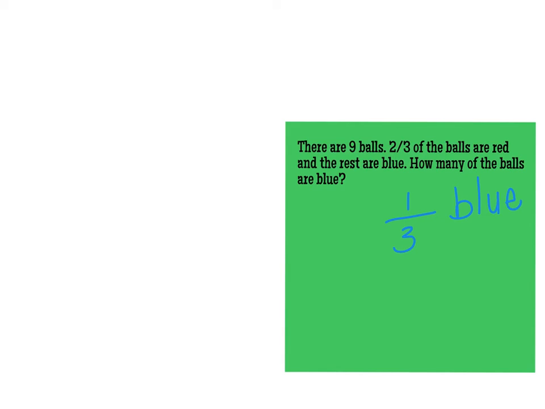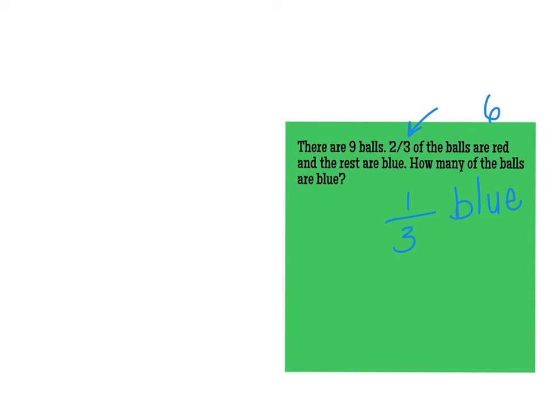I could also just go ahead and find out what 2/3 of the balls are, which we just did in our last problem, and we know that 6 of them are red, and so we can subtract 9 minus 6 to find out 3. Or I can know that 2/3 plus 1/3 equals 3/3, or all of the balls. So there's multiple ways you can attack this problem. I would probably say 9 times 1/3.